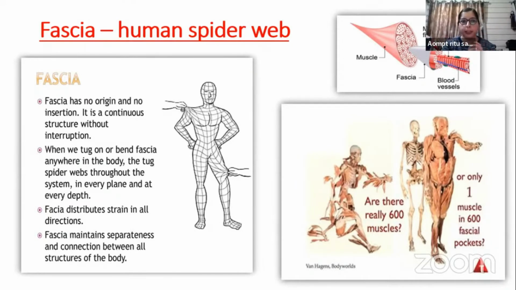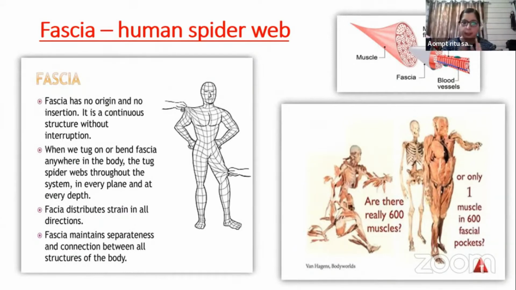But when we talk about the fascia, like a muscle has an origin and insertion, the fascia has no origin, no insertion. This is a continuous web structure, like a spider web you can see in this picture. Our full body is covered with this web-like, blanket-like structure, known as the fascia. So if we pull from one region, we can pull from another region also, like a tug of war. When we tug or bend fascia anywhere in the body, the tug spreads through the spider web throughout the system, so it will affect the other regions also.